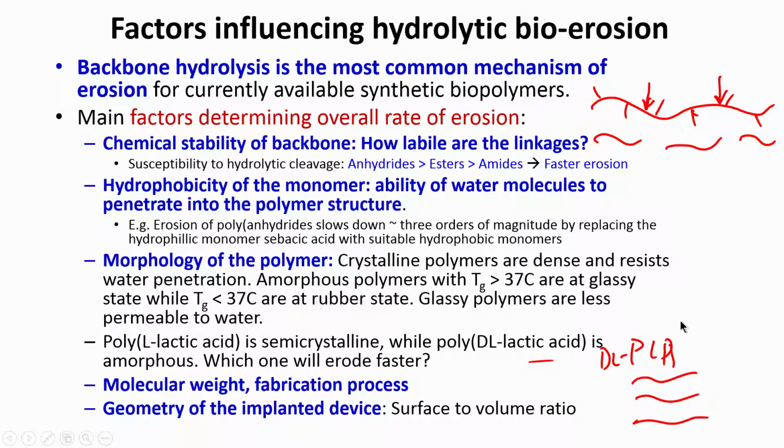And of course, the molecular weight of the chain, what is the fabrication process you have used, the geometry of the implanted device, how much surface area is there, surface to volume ratio, all of this will in fact influence your hydrolytic bioerosion. Okay, so we will stop right here for today, and we will continue with more of these biomedical polymer properties in the next class. Thank you.